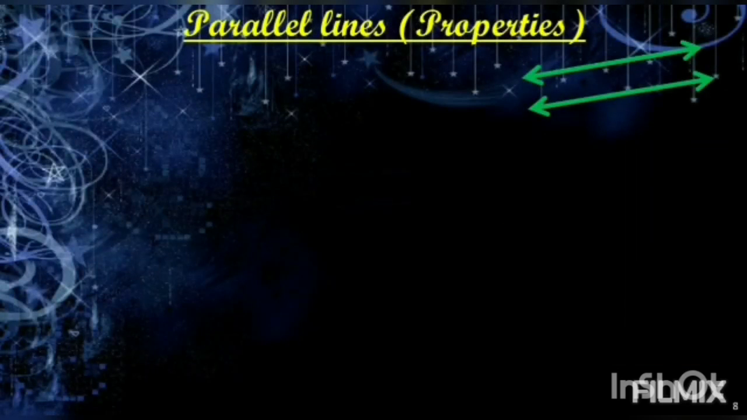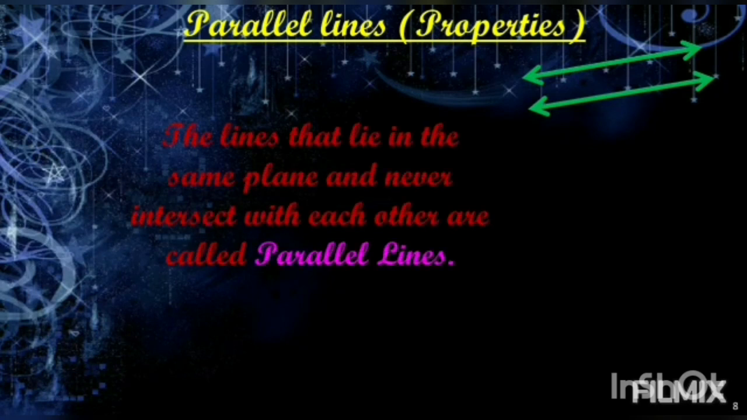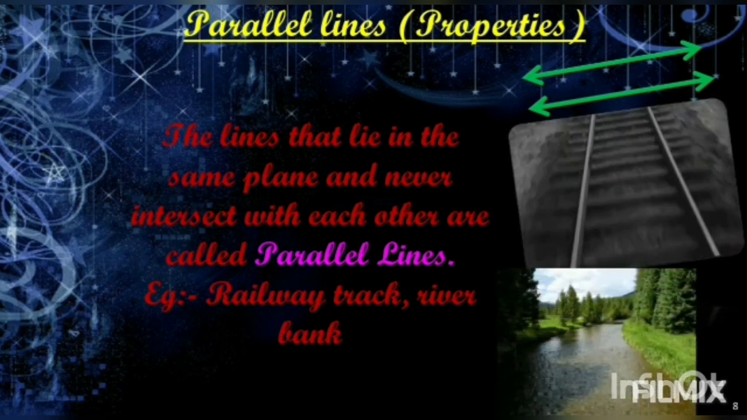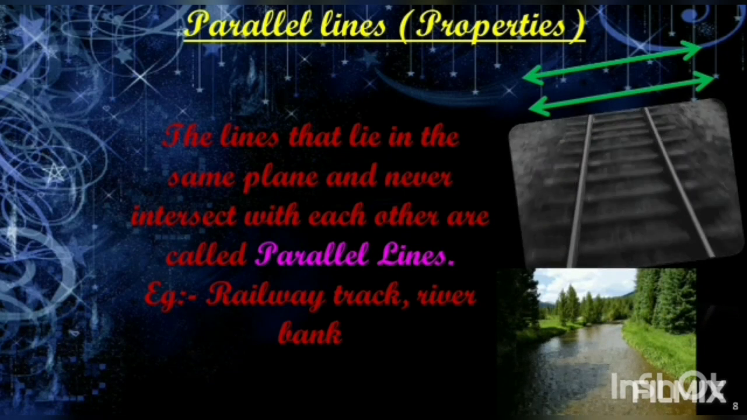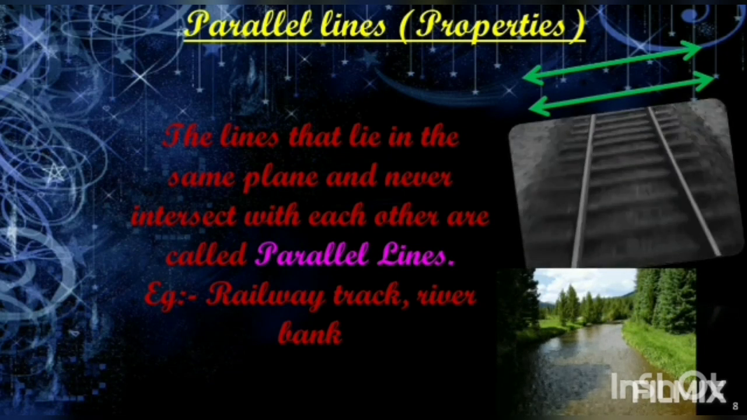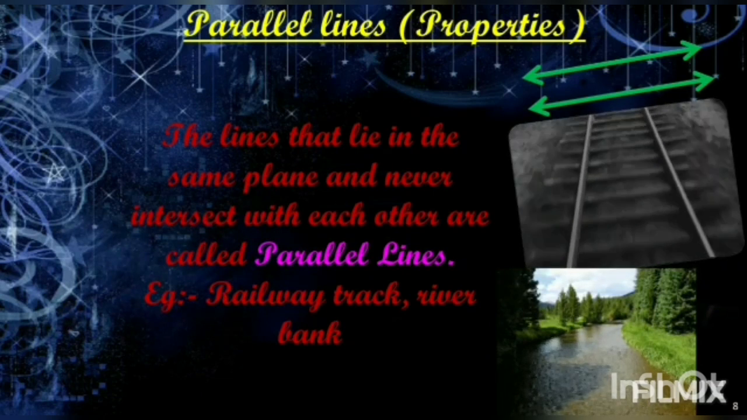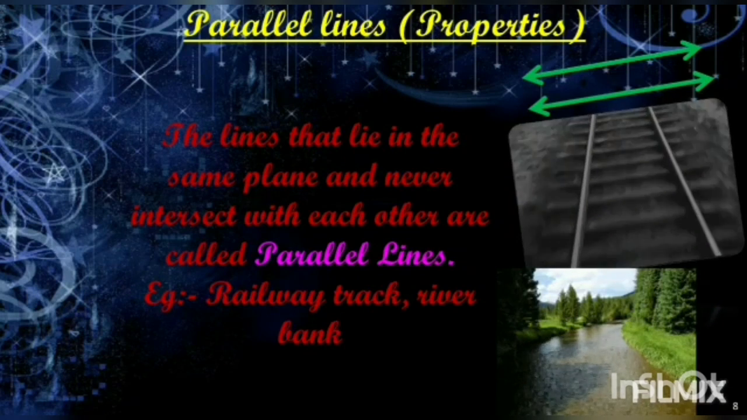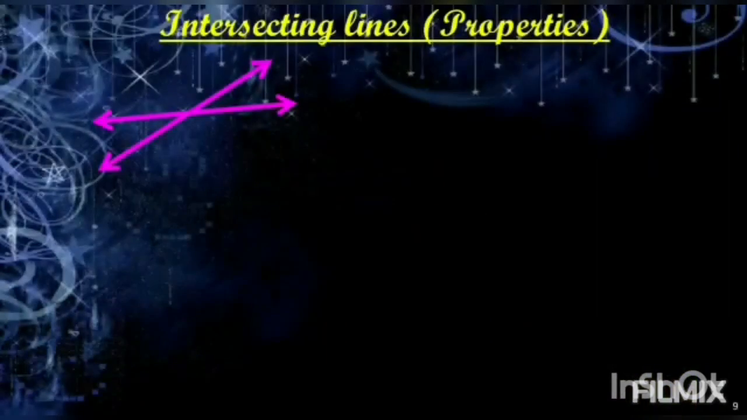Our first type is parallel lines. The lines that lie in the same plane and never intersect with each other are called parallel lines. The lines drawn on your screen are an example of parallel lines. For example, railway track or river bank. As you can see in the figure below, the tracks of a railway never meet. They just travel along. Same is the case with the river bank. The banks of a river never meet. So they are the perfect example of parallel lines.